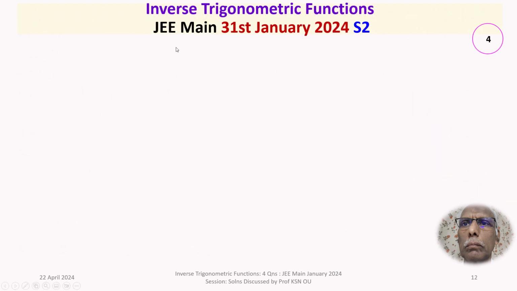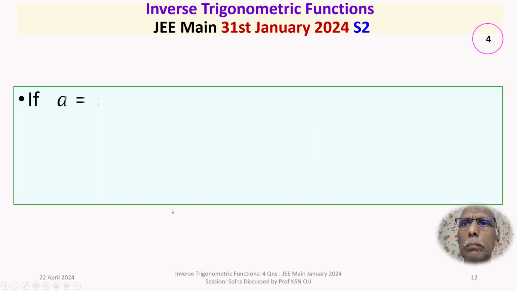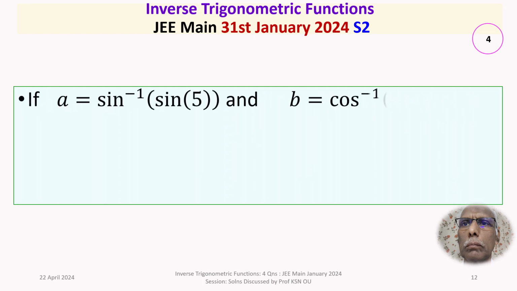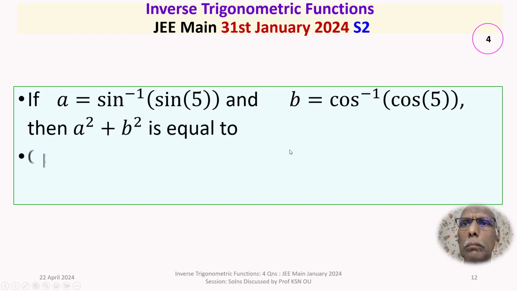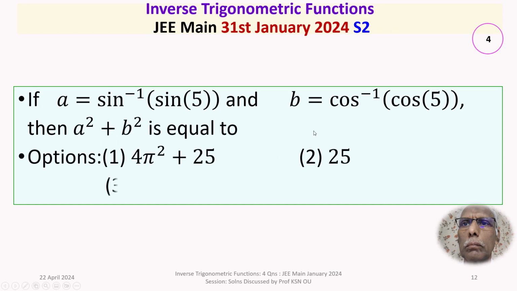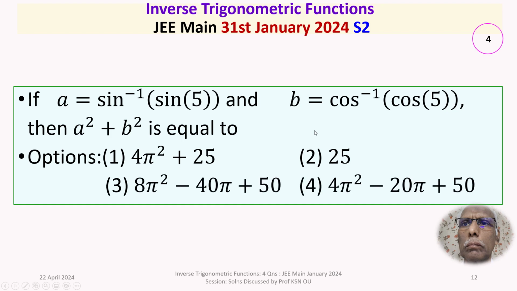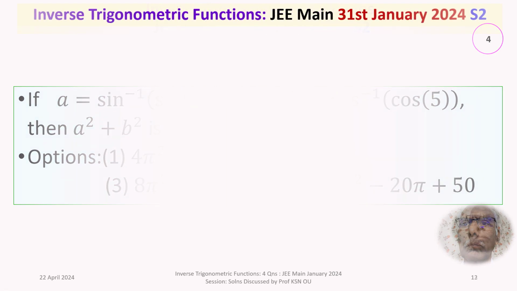This question has appeared in the JEE Main exam held on 31st January 2024 in the second shift. The given question is, if A is equal to sine inverse of sine of 5, and B is equal to cos inverse of cos of 5, then A square plus B square is equal to, we are given 4 options. Let's now discuss the solution of the problem in detail.